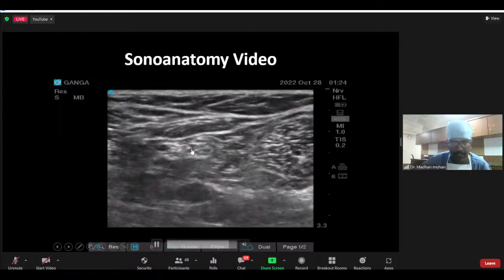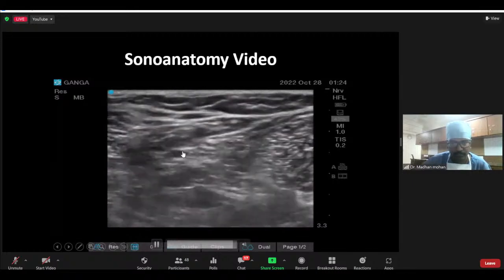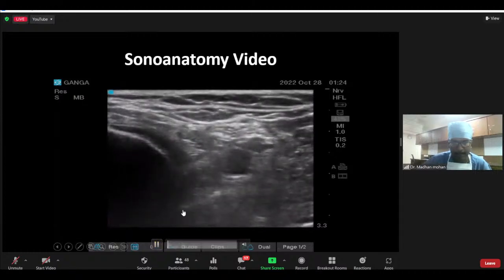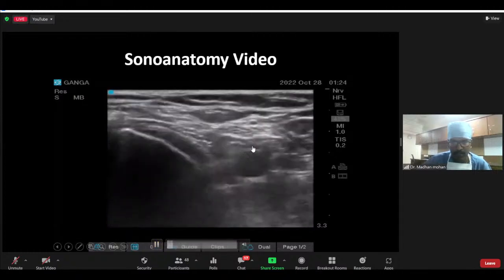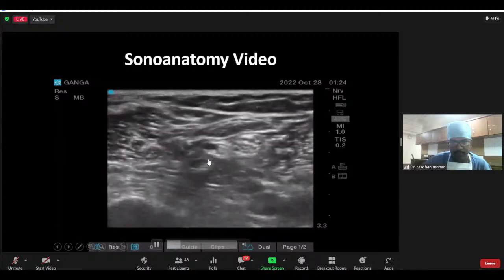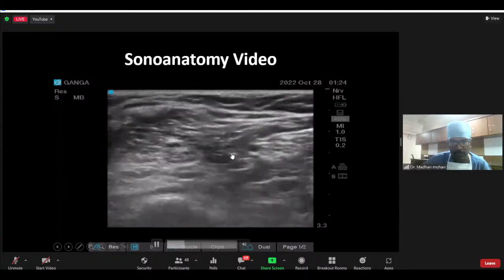I hope everybody is able to appreciate it. This is the tibial nerve, the tibial nerve and common peroneal nerve. So play it once again. Femur, popliteal artery, popliteal vein, tibial nerve. You can see the common peroneal nerve coming and joining.